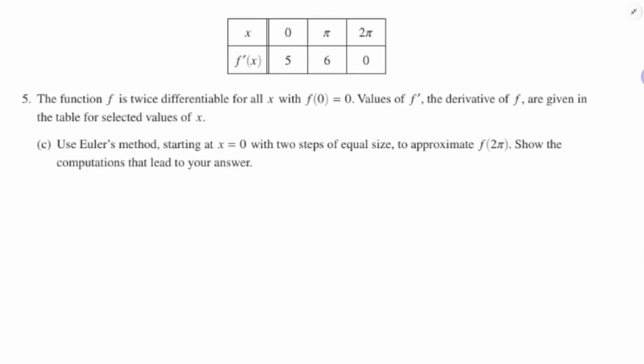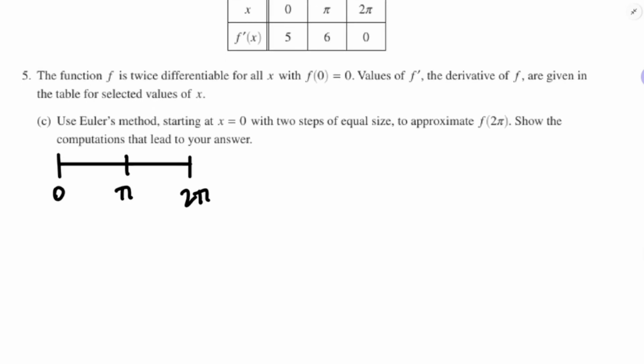All right, use Euler's method starting at x equals 0 with 2 steps of equal size to approximate f of 2 pi, show the computations that lead to your answer. Nice. Okay, I'm glad to see that on free response. What I like to do with Euler's method is set up my interval. So I'm going from 0 to 2 pi, 2 steps of equal length. You're not trying to make this hard, at least with the setup. Then I'm going to say, all right, I'm going to need 2 tangent lines. And that's why they told me f of 0 equals 0.